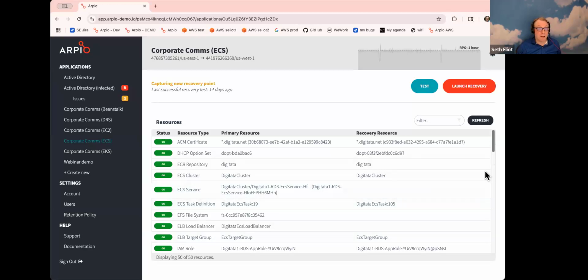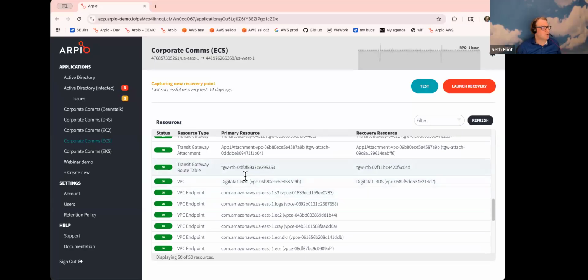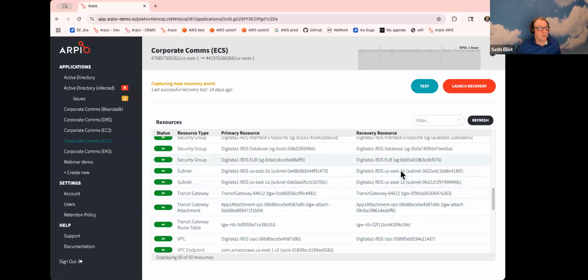So for things that are free to actually set up, we're going to set them up. Here's your VPC. Here's your transit gateway route table. Here's your subnets. They all exist in the recovery side. So if I go to my recovery AWS account, these are already set up there. This is a pilot light strategy. We're only going to set up the minimum that we need until we actually click launch recovery.